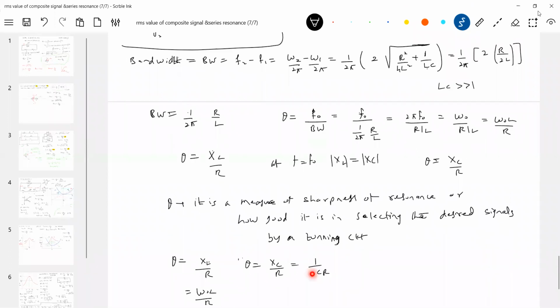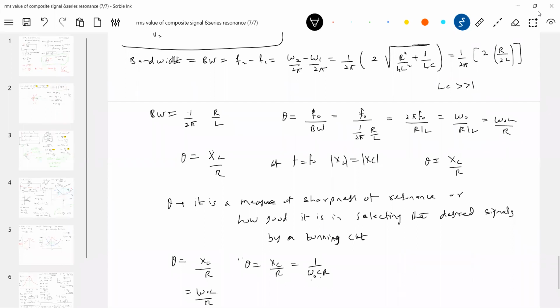See, I don't adjust omega naught, because omega naught and C are fixed here. I can't change C and omega naught. If you vary C, omega naught will change. So therefore, how to eliminate the disturbance? By varying R. By decreasing R, the Q will increase, the sharpness will increase. So like this, the method is what is brought in the communication circuits here.